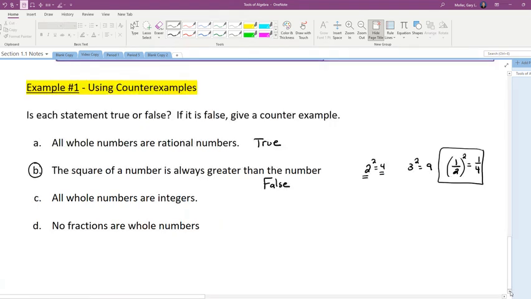And then we get to part C. All whole numbers are integers. So every number you can call whole, can you also call it an integer? And the answer is yes, that is true.